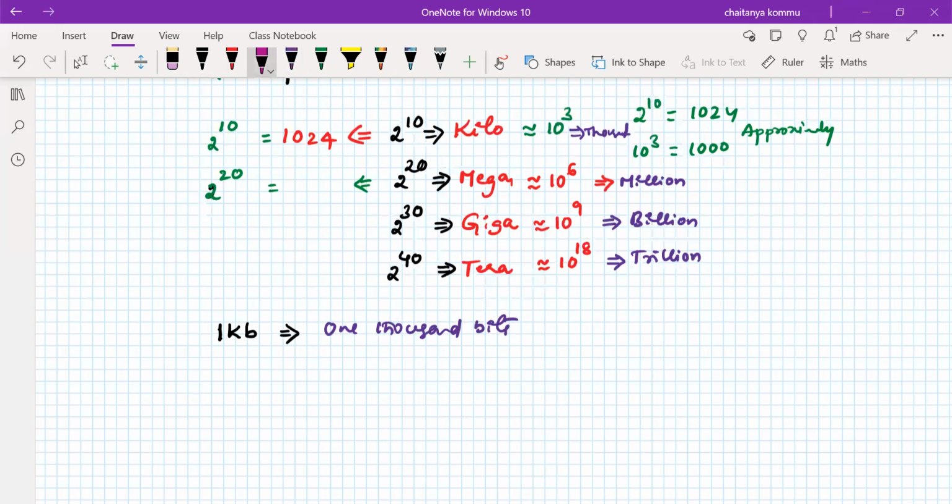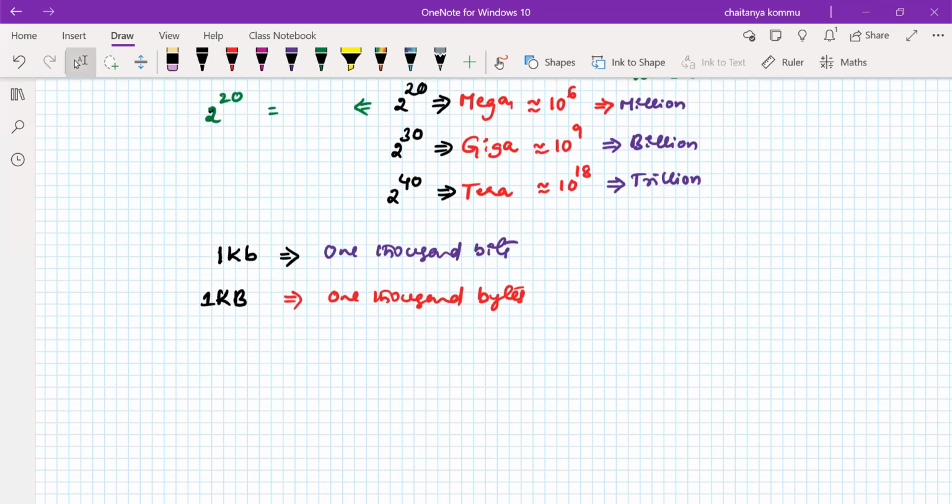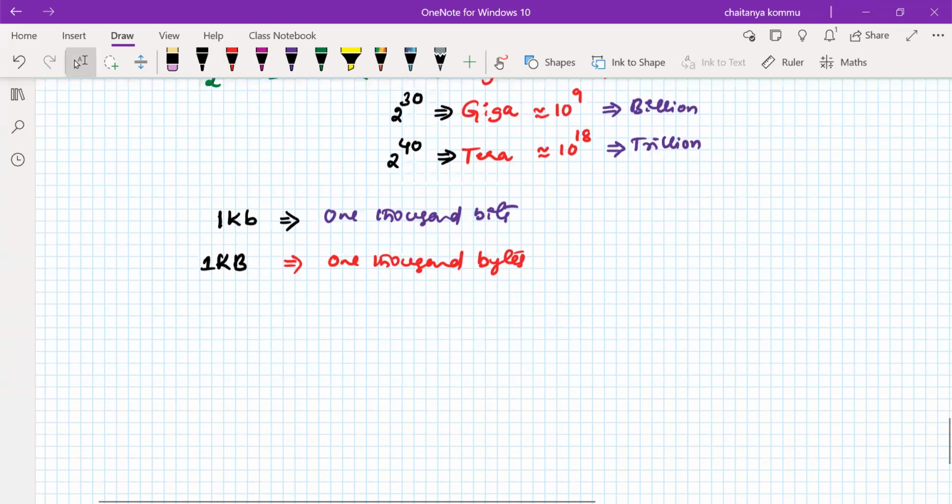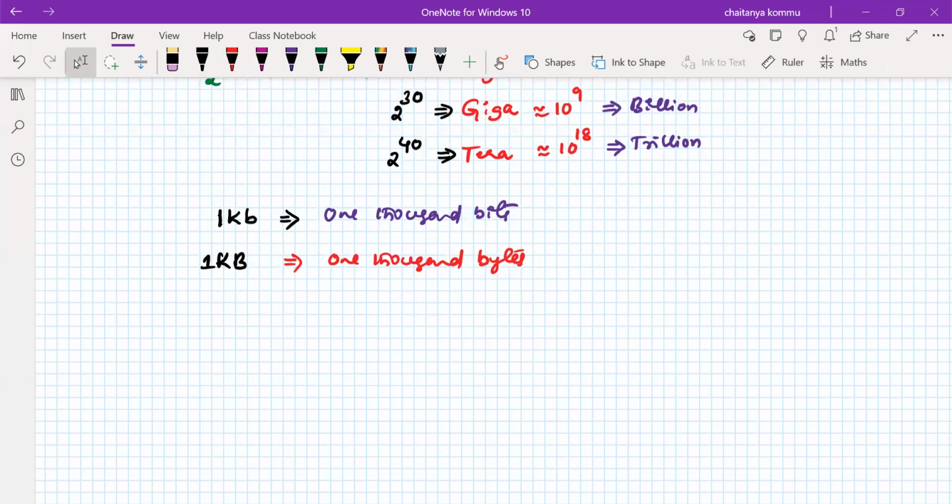If I write 1K capital B, what does it stand for? It stands for 1000 bytes. Capital B stands for byte, and small b stands for bits. So if you want to convert this 1KB into bits, what is the value? Can you guess?